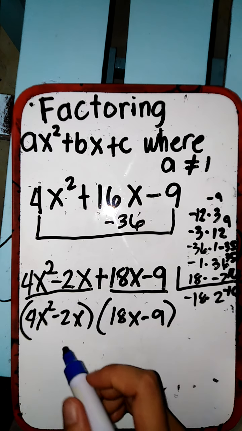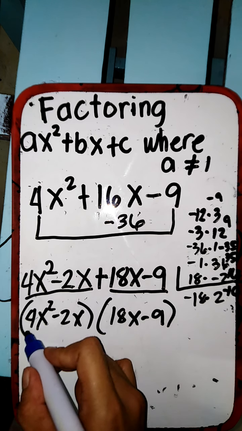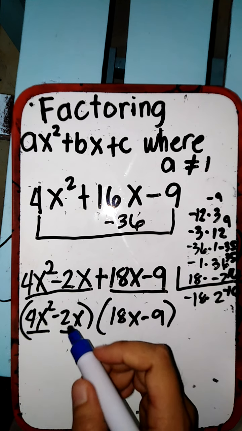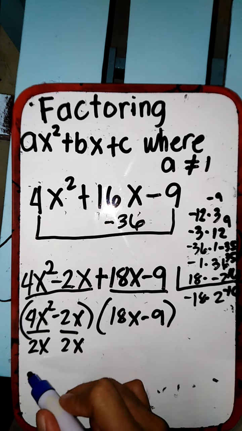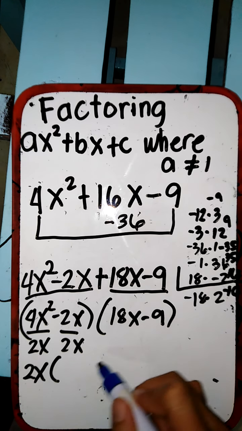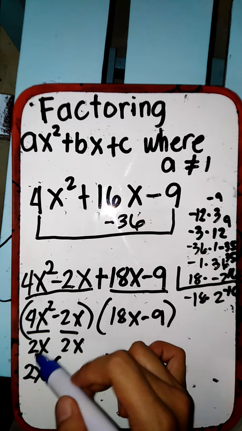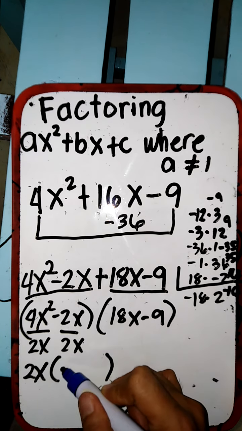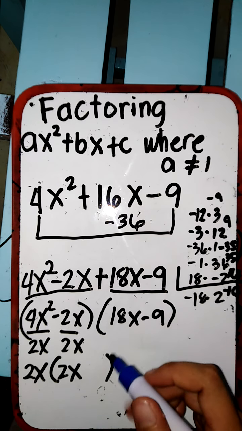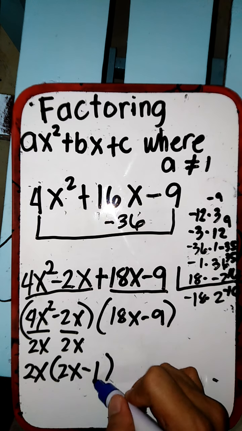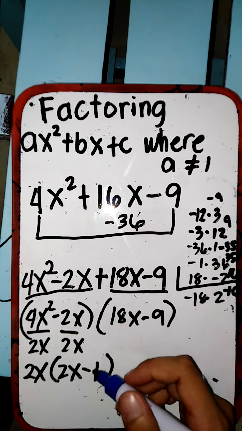Now, let's find the common factor. First, for our first group, 4x squared and negative 2x, what is their common factor? They have 2x, right? So we put 2x outside the parentheses. Then divide. 4x squared divided by 2x is 2x. Then negative 2x divided by 2x is negative 1. Why negative 1? Because 2x divided by 2x is 1, so negative 1.